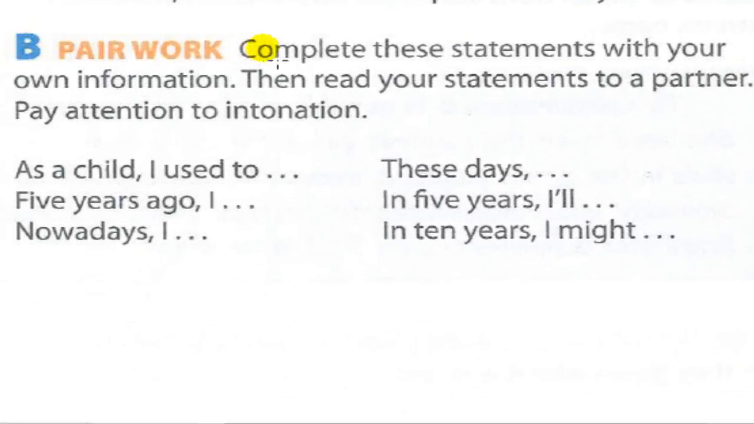B. Pair work. Complete these statements with your own information. Then read your statements to a partner. Pay attention to intonation. In these sentences, you try to make your own sentence. As a child, I used to play with toys. As a child, I used to watch cartoons. 5 years ago, I graduated.